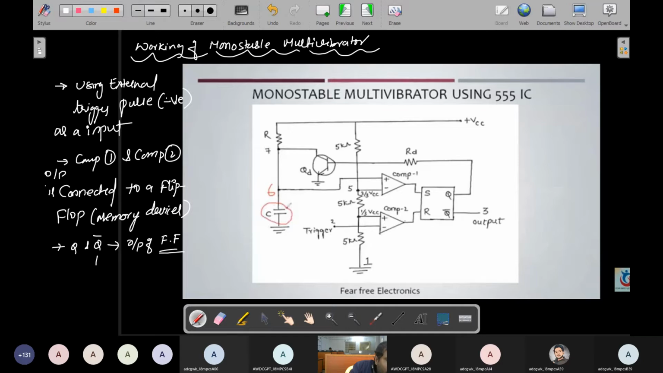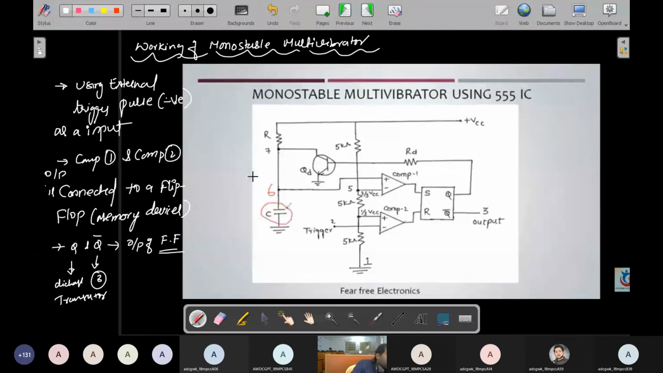Now Q bar is our output, and that output is connected to the third terminal. Q is connected to a transistor, called the discharge transistor, and the discharge transistor's collector is connected to the 7th pin. The emitter of this transistor is connected to ground. QD is nothing but the name of this transistor, the discharge transistor. Understand everybody? Positive voltage is supplied to this capacitor.